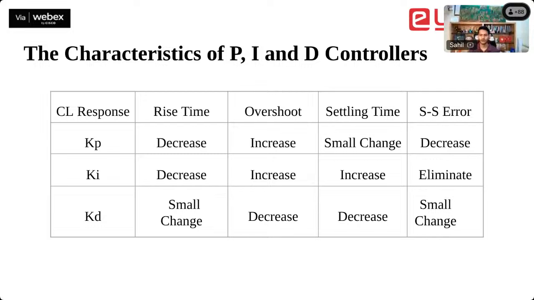And about KD, for rise time it causes a small change. For overshoot, increasing KD generally decreases the overshoot, helping dampen the oscillations. For settling time, it decreases the settling time, helping the system stabilize more quickly. It causes a small change in the steady state error. So tuning all three gains allows us to balance the speed, stability, and accuracy of a control system.